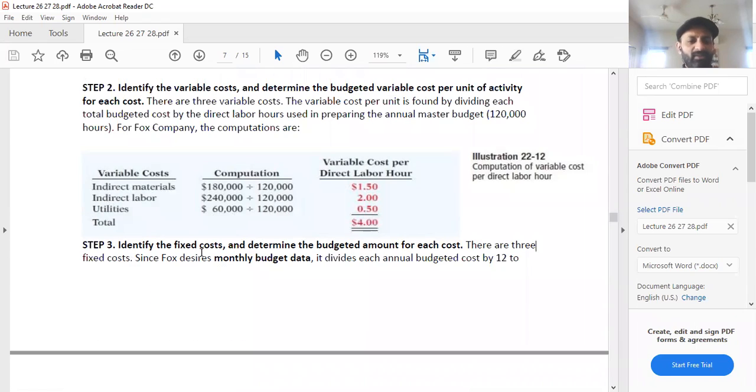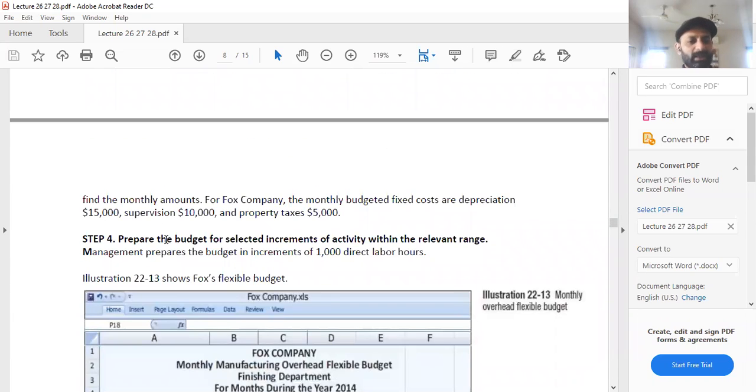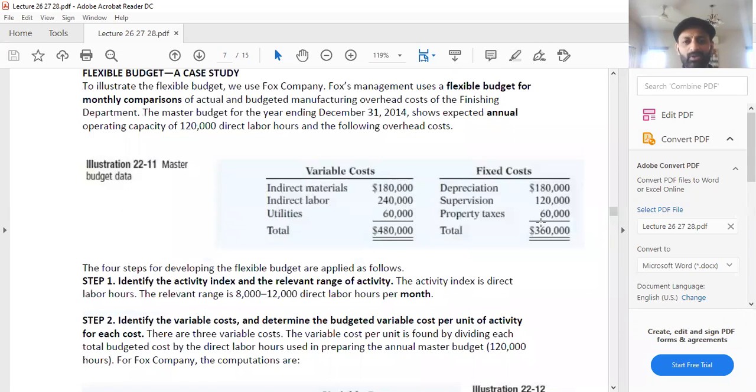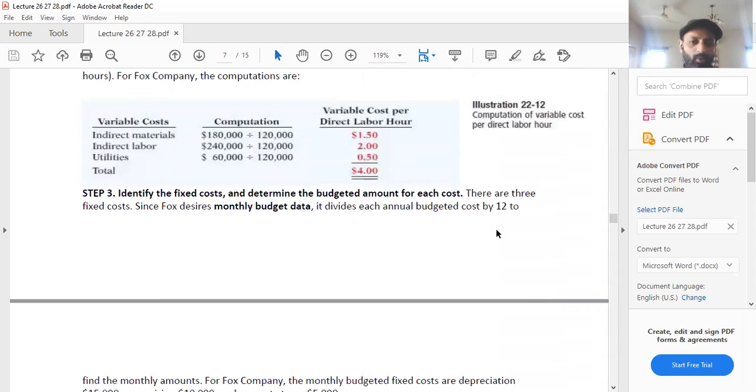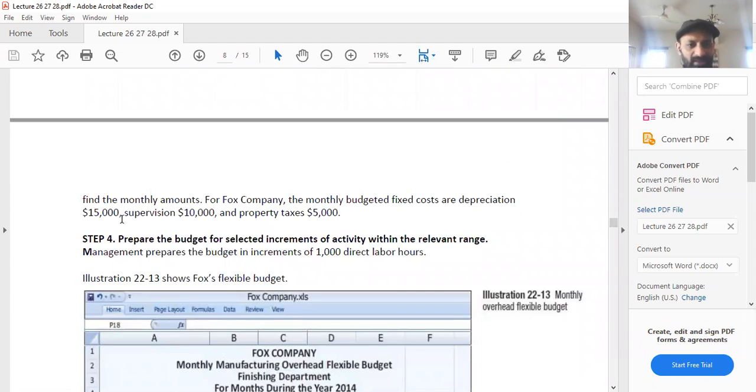Step 3, identify the fixed cost and determine the budgeted amount for each cost. There are three fixed costs. Since Fox decides monthly budget data, it divides each annual budgeted cost by 12 to find the monthly amount. They have already given you the fixed cost. You divide each fixed cost by 12 to calculate the depreciation per month, supervision per month, and property taxes per month. और वो आपके आ जाएंगे 15,000, 10,000 and 5,000.